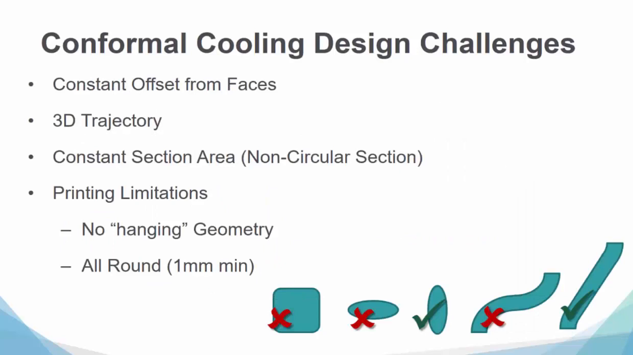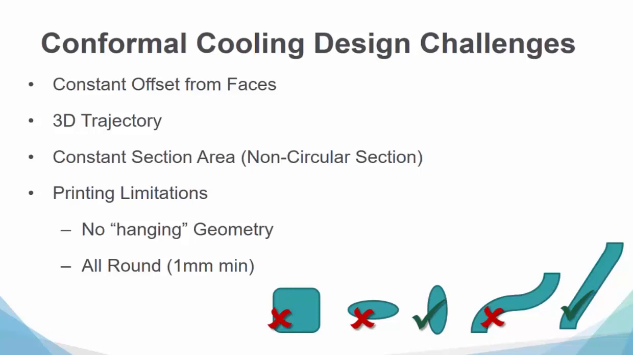So you can see that there's the need to be able to use constant offset from the faces and follow a 3D trajectory as we build this sort of water line. We need to be able to change the shape of the water line from time to time. But we do this knowing that there are going to be certain limitations involved when it comes to printing.